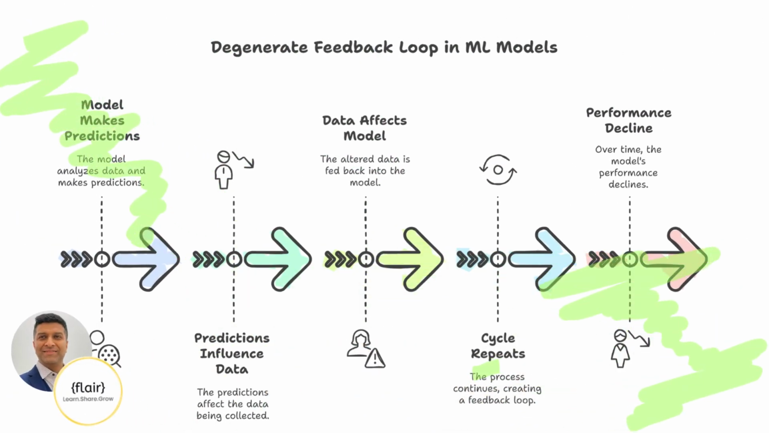Finally, degenerate feedback loops can create a vicious cycle of declining performance. This happens when your model's predictions influence the data it gets, which then influences the model's predictions again. Imagine a recommendation system where the more users interact with the recommendations, the more the data is skewed toward those suggestions. Over time, the model can lose its diversity and relevance, amplifying biases or lowering overall accuracy.